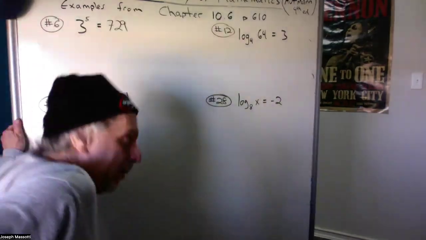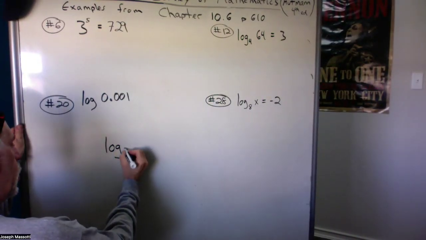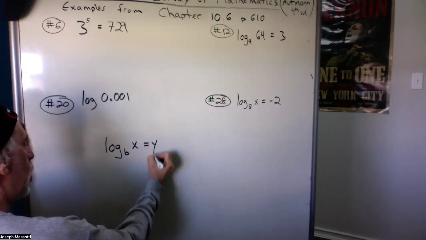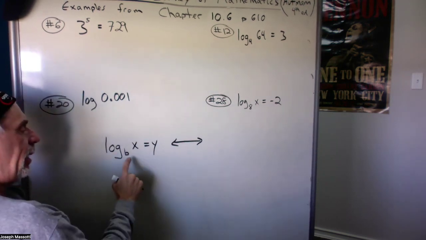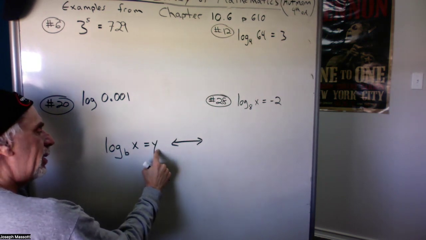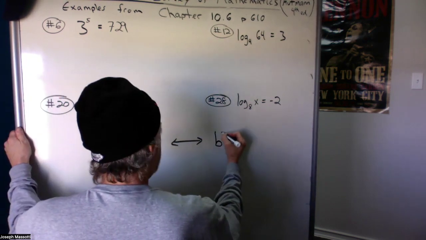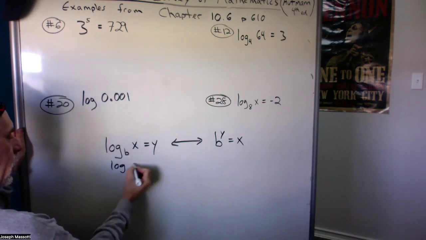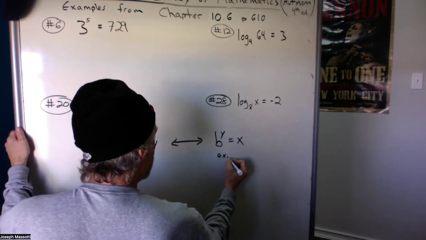So the main thing to remember here is that when you see this expression, log base b of x equals y, that means exactly the same thing as this base being raised to this exponent, giving this result. So these are equivalent statements. Okay? This is called log form, and this is called exponential form.